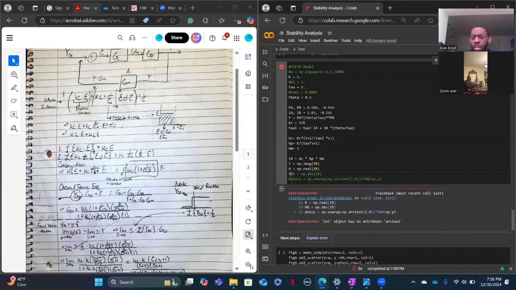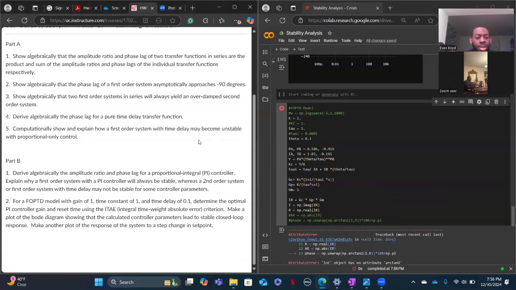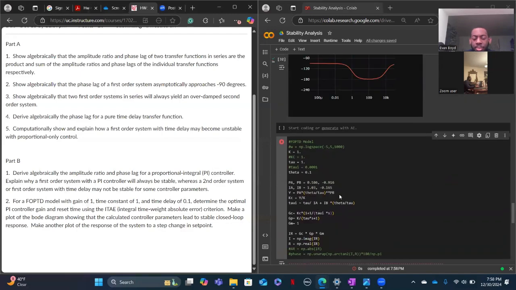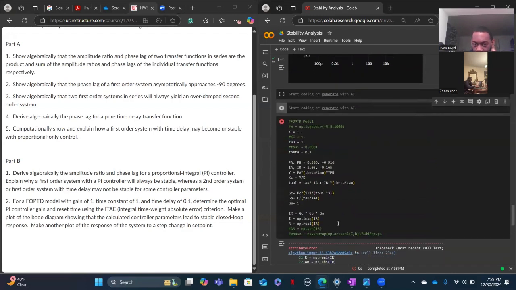Oh, hold on. I've totally skipped a step. This is the last part. We're supposed to be actually using the given information, so I'm gonna copy this. This is for when we use the integral time absolute error. I totally skipped it. We're supposed to use the given information first.